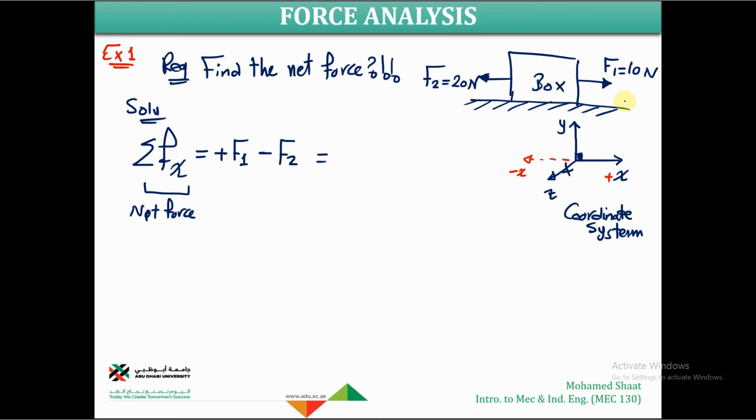Equals. F1 is 10, so it's positive 10 Newton. Negative F2, which is 20, gives us negative 10. What is the unit? It should be Newton. As I discussed in the previous video, force is a physical quantity. Any physical quantity, to be fully and correctly described, should be described by a number followed by a unit. If you don't add the unit, this number doesn't make sense. What is 10? Is it 10 meters, centimeters, Newton, kilonewton, meganewton? No, it is 10 Newton. To be more accurate and specific, the unit should be added.